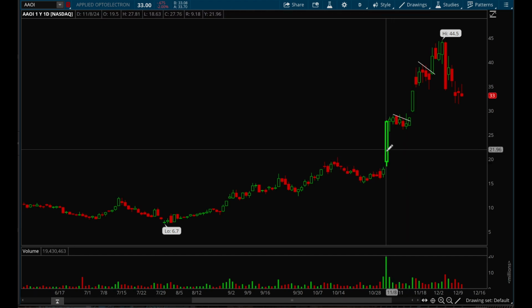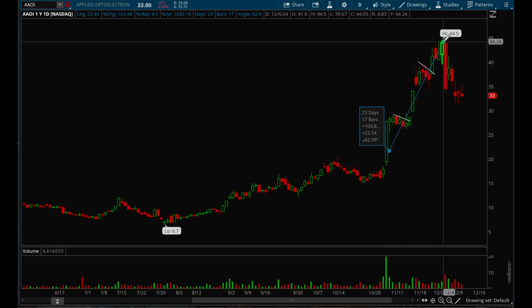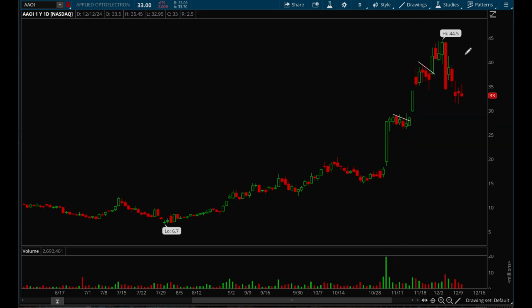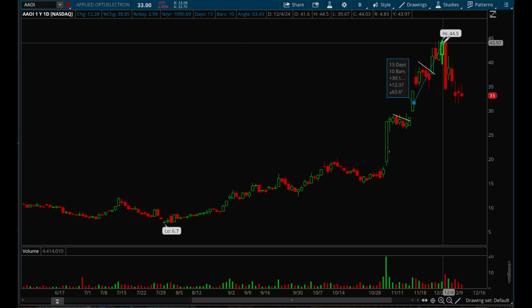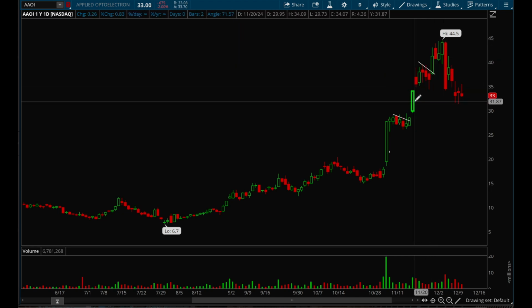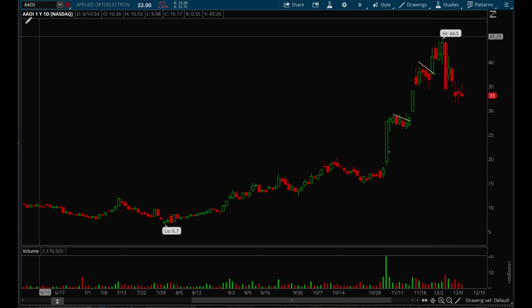And then if you were able to enter on that 5-minute opening range break, let's pretend it was around 21, that is a 104% gain in less than a month. Pretty insane. So this is a great example. And here's another earnings gap, or not earnings, a gap up. You could also enter on this candle itself, and that would be a 40% gain in like 2 weeks. So a lot of potential for these setups in terms of risk reward.